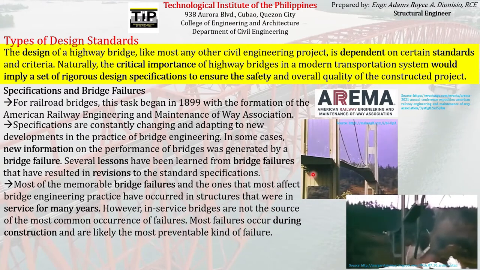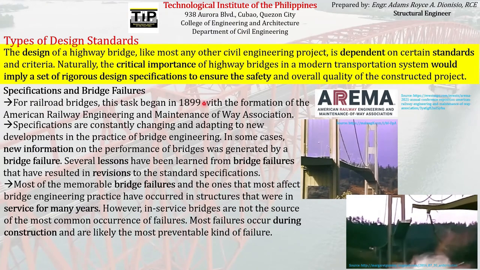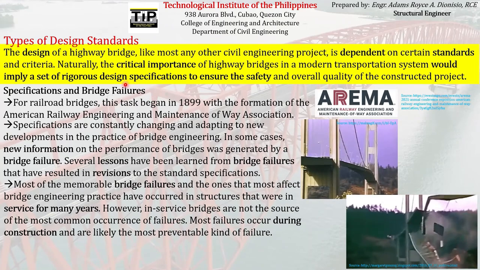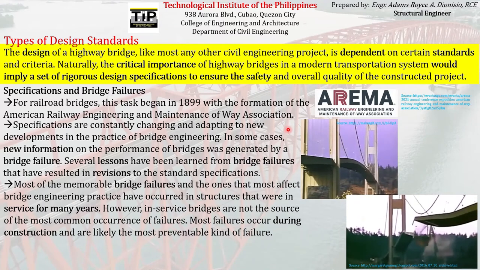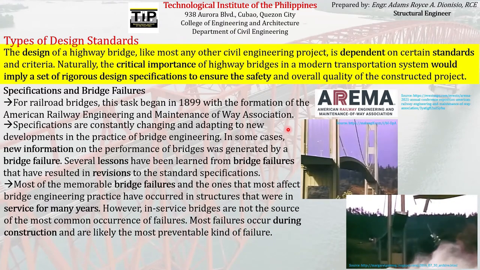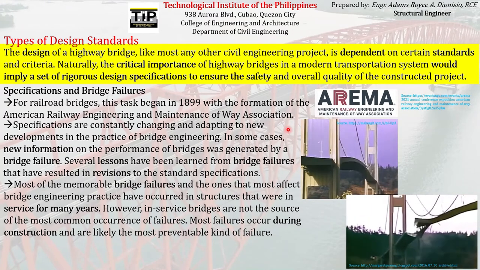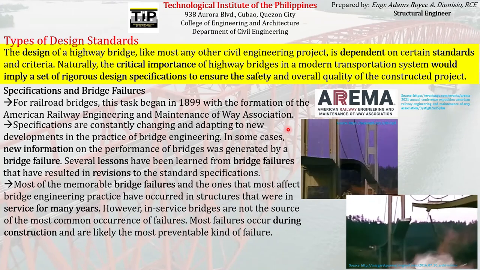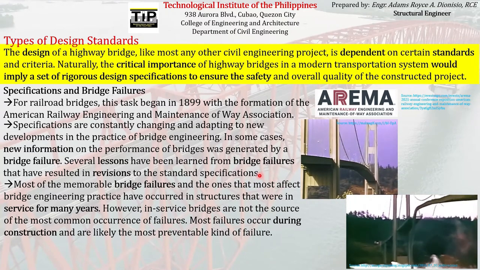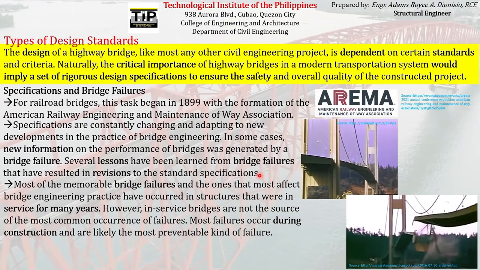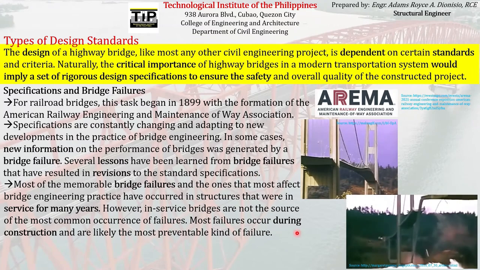So as we can see, there is actually a relationship between the specifications that we are using right now and the different bridge failures that happened in the past. So these different bridge failures that happened in the past gave us new information about the performance of bridges, and this new information, together with the new information collected from the new developments in the practice of bridge engineering, were incorporated into our standard specifications, thereby resulting in revisions of the standard specifications that we are using currently.